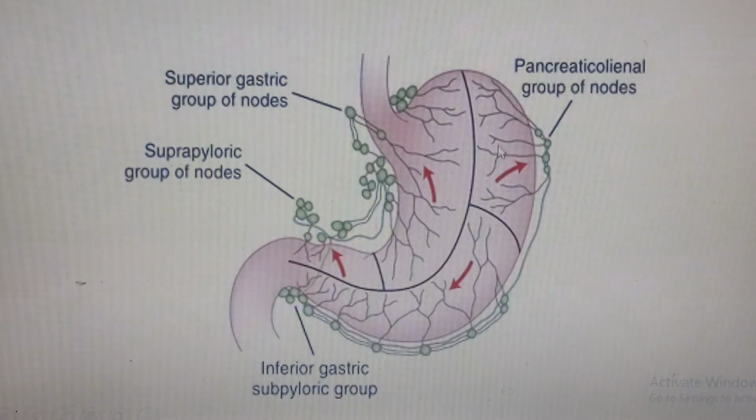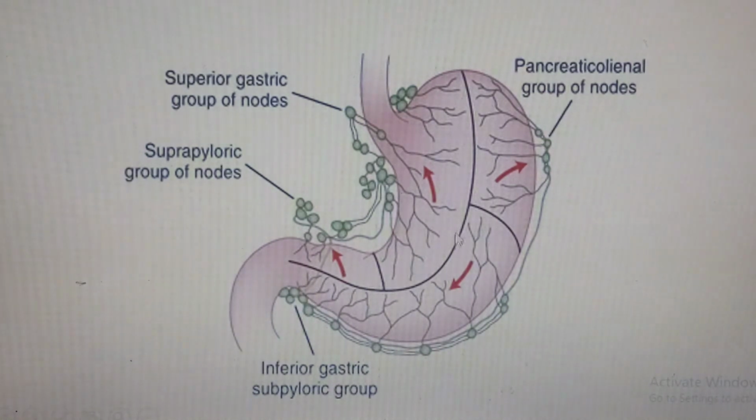Now when I take the area which is in relation with the greater curve of the stomach, lymph will drain eventually. For the proximal half, it will drain, because the spleen is here, so the group of lymph nodes over there are called pancreaticosplenic group of lymph nodes. Now the distal half, around the greater curve of the stomach, will drain eventually into what we call inferior gastric subpyloric group of lymph nodes. Inferior, that's inferior to the stomach, gastric subpyloric, below where the pylorus is.